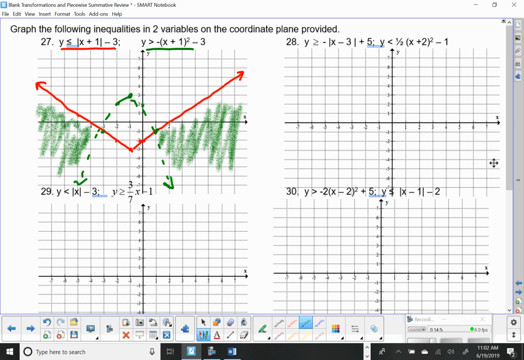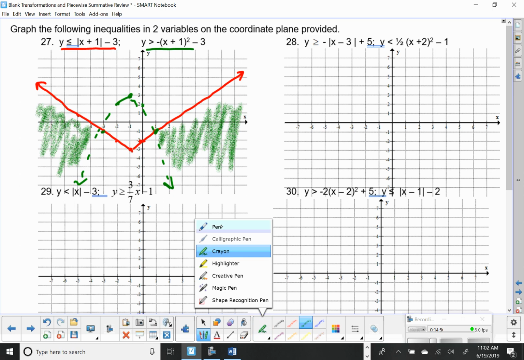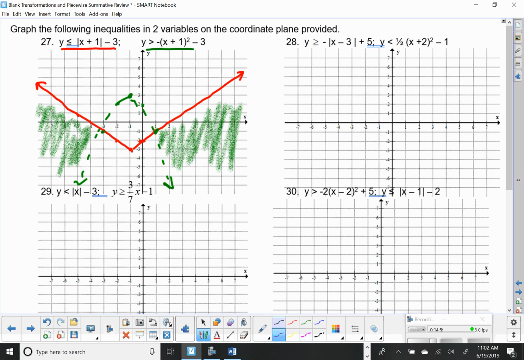Let's look at the next one. Get my pens back. All right. This first guy is an absolute value. It went right 3, up 5, and then it's upside down, but it's solid point. So this is so much easier if you've got a straight edge. And the main reason here why you want to make it go all the way out is because you've got to figure out where everything crosses.